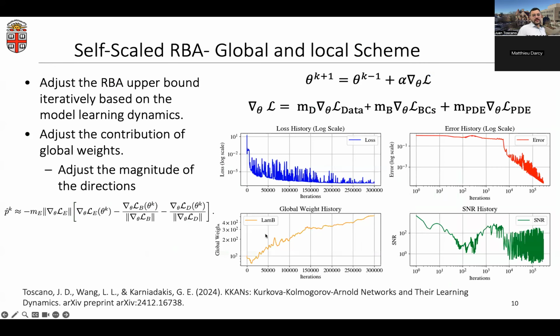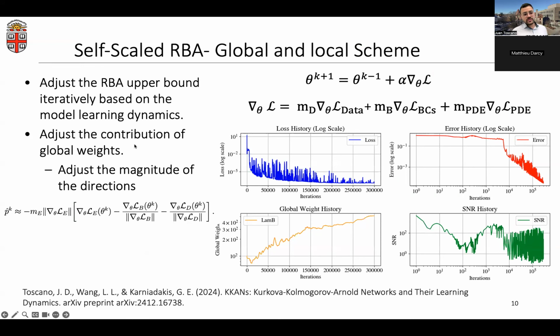One extension of RBA that we recently proposed in these KKAN papers is what we call self-scaled RBA, which is a global and local scheme. The idea is that we adjust the upper bound of RBA to make sure that as we move forward in training, our model always keeps learning. So we can have extended training for a lot of iterations, which means that we can keep reducing the error.